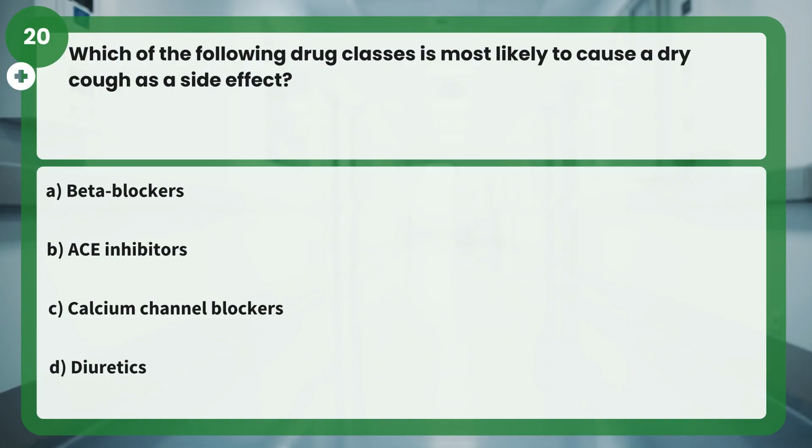Question 20. Which of the following drug classes is most likely to cause a dry cough as a side effect? A. Beta blockers. B. ACE inhibitors. C. Calcium channel blockers. D. Diuretics.